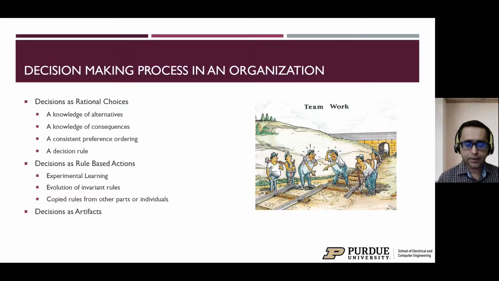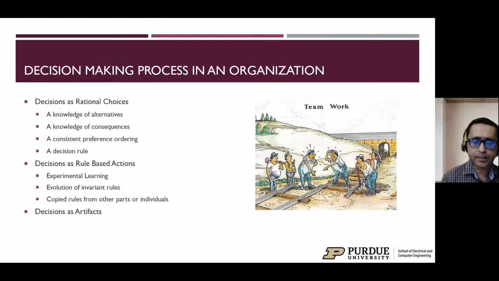The other type of decisions that organization processes use is mainly rule based actions, where we have experimental learning, evolution of invariant rules, or copied rules from other parts or individuals. Let's look at experimental learning. Sometimes organizations tend to use each alternative, try it out like a beta software or a beta process, and then apply that learning to make a decision on a particular choice.